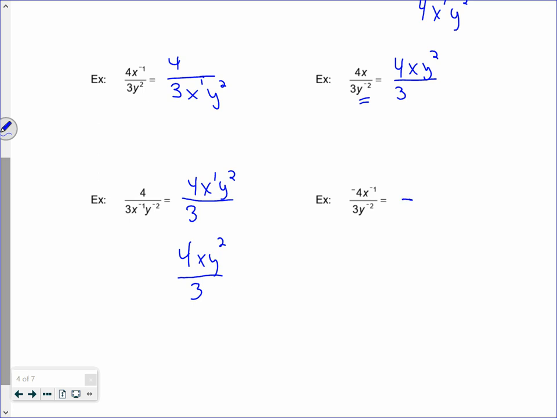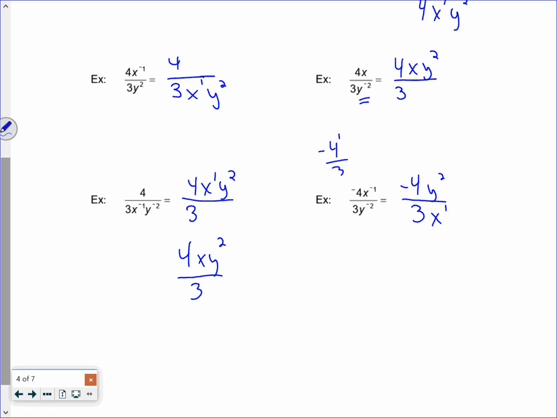Okay. Take a look at this one. Don't start flipping everything you see. You only do the reciprocal if it has a negative exponent. So the coefficient -4 is not a negative exponent. It's just a -4. That exponent's a 1. So we do not flip the 4 and we do not flip the 3. Okay? The 4 is a coefficient. Do I flip the x? Yes. Do I flip the y? Yes.